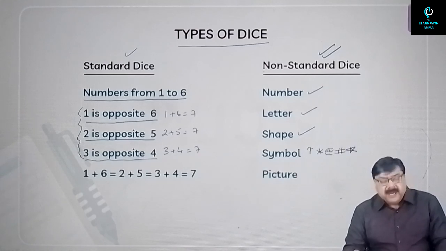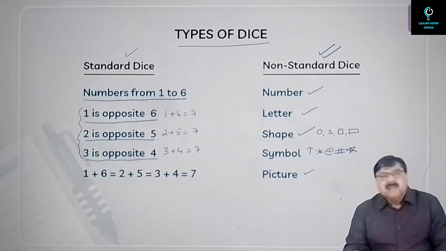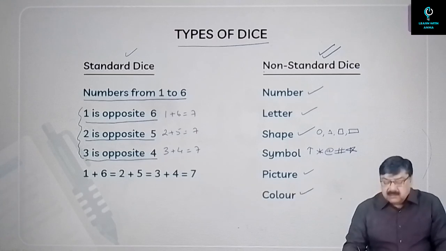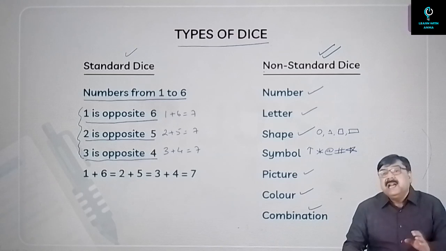Some pictures could be there on the non-standard dice. Shapes in that, any geometrical figure like circle, triangle, square or rectangle. Color, a dice could consist of 1, 2, 3, 4, 5, 6 colors also. Or let us say a combination of these. There could be a dice which has the following legend for the 6 faces.